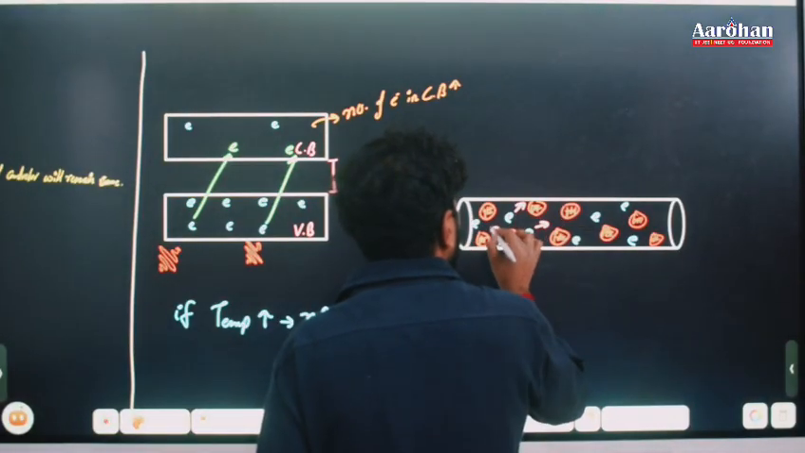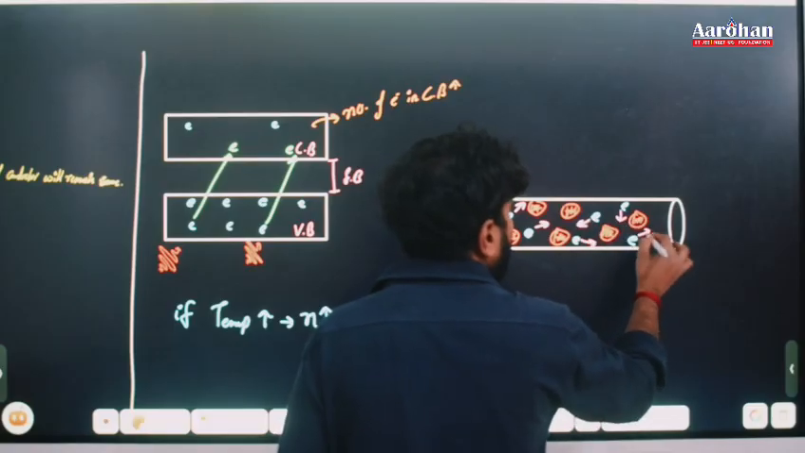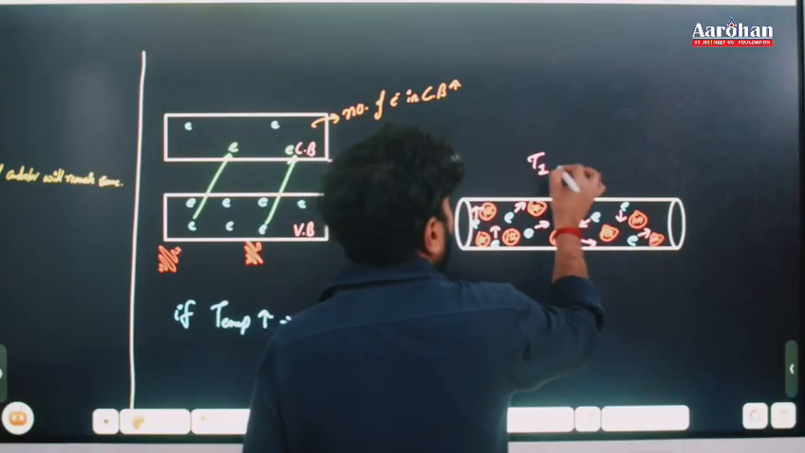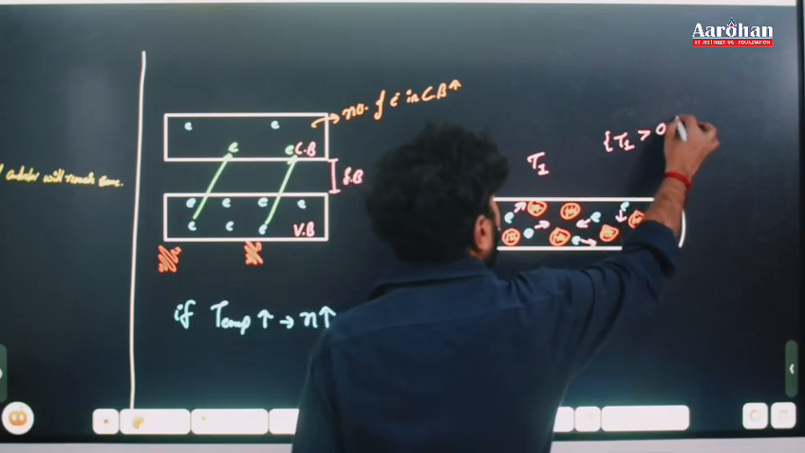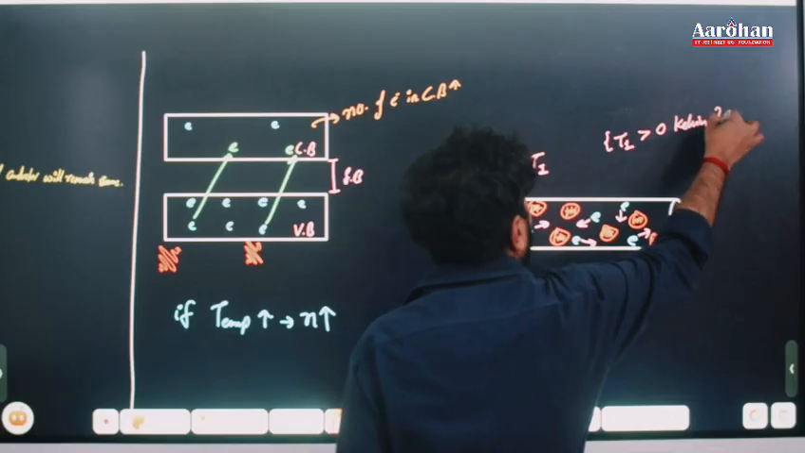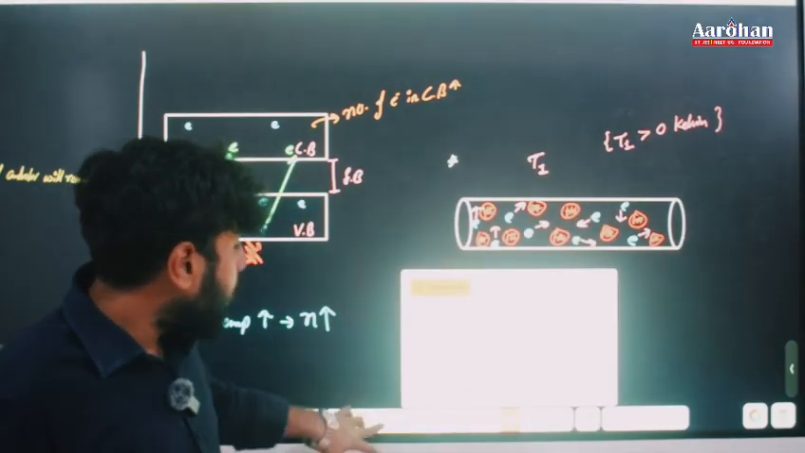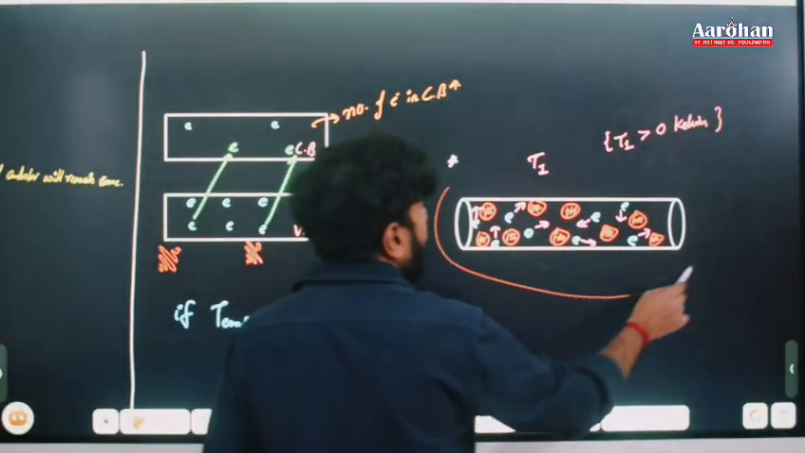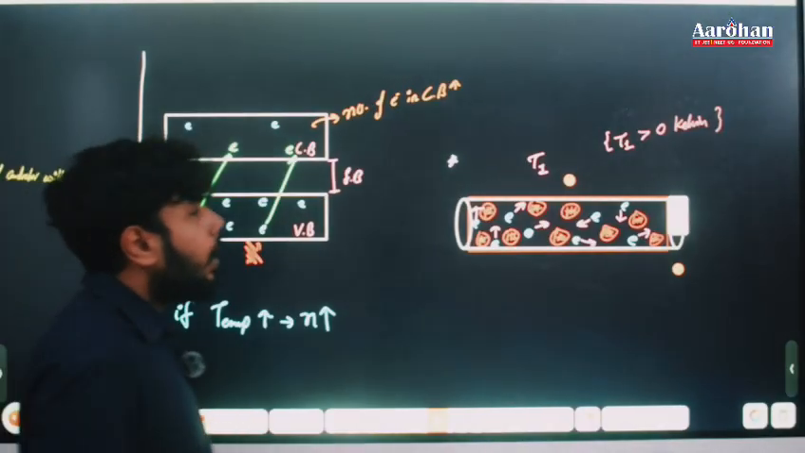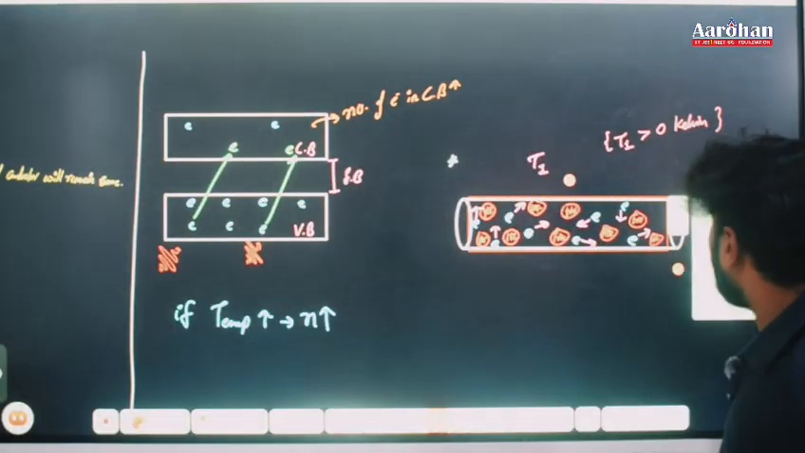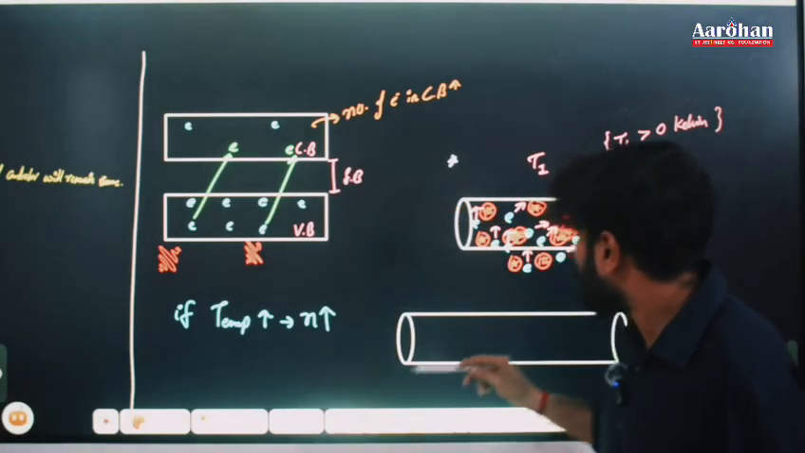So if there is a conductor and there is some temperature above 0 Kelvin, let's call it T1, and here T1 is more than 0 Kelvin, then what will happen? We know electrons are going to move in random direction. And if you know a little bit of the states of matter idea, you shall know the total energy of a gas particle we have considered only to be its kinetic energy.